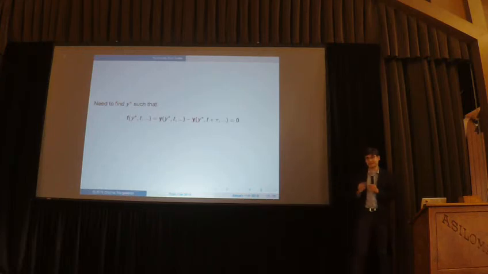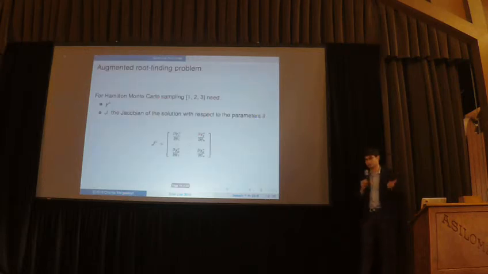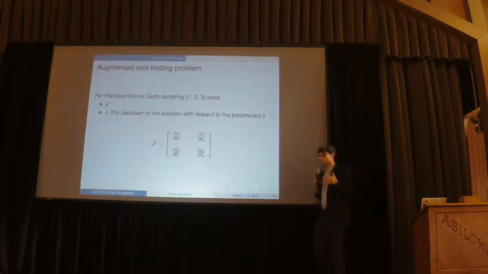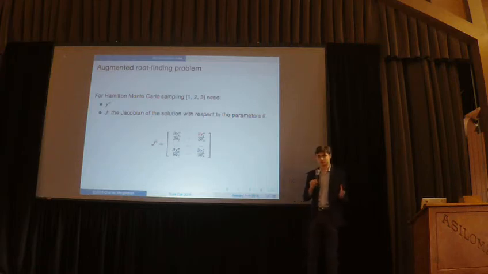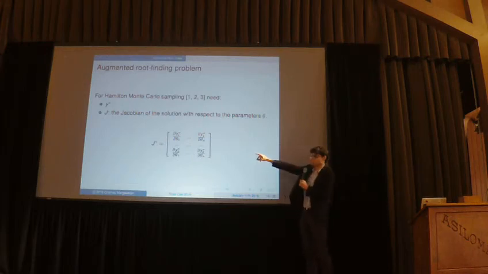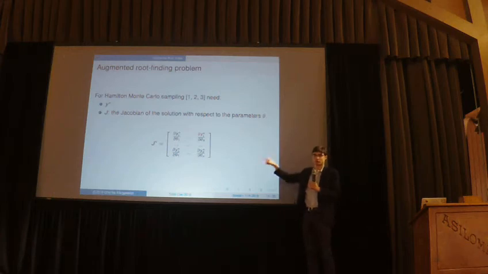But because we're working in Stan, there's actually an augmented root finding problem that we need to solve. We don't simply need the solution, we also need to calculate derivatives, right? This is how the Hamiltonian Monte Carlo sampler works. The reason it's so efficient is because it's paying attention to the geometry of the posterior as it's exploring the parameter space. So I'm going to need to calculate this Jacobian of the solution with respect to the parameters that are going to appear in my function.